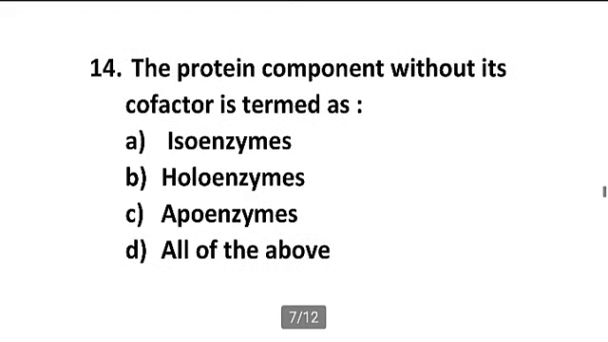Now moving to next question. Next question is the protein component without its cofactor is termed as, and the options given are A. Isoenzyme, B. Holoenzyme, C. Apoenzyme, D. All of the above. In enzyme there are two parts. One is protein, which is known as apoenzyme, and other is non-protein, which is known as cofactor. So the protein part is known as apoenzyme. So the right option is option C, that is apoenzyme.